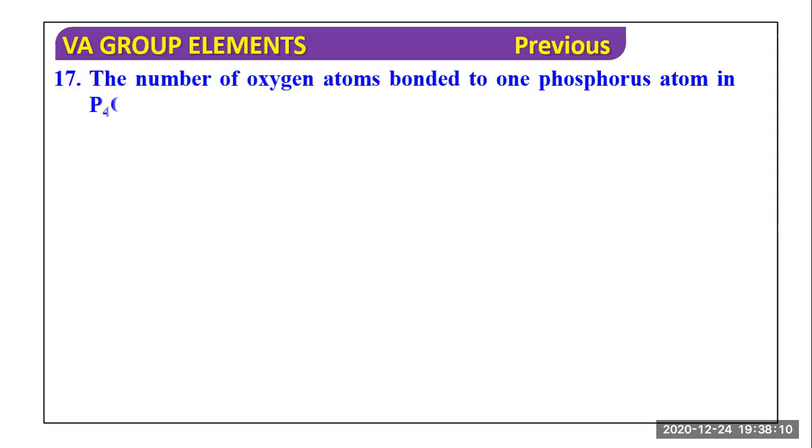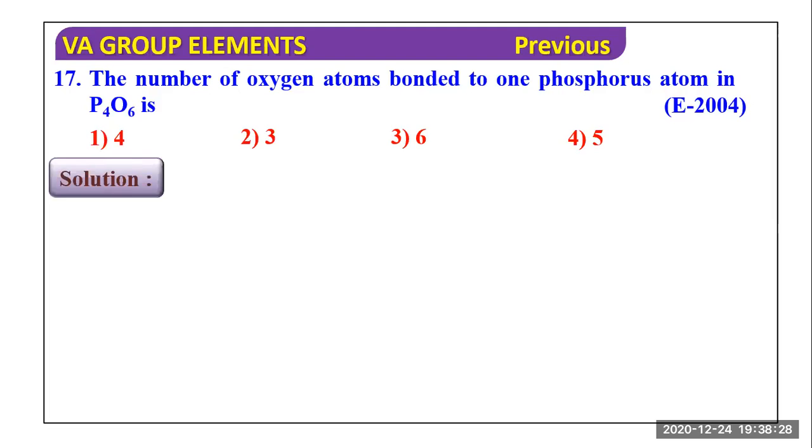The number of oxygen atoms bonded to one phosphorus atom in P4O6 is: option A is 4, option B is 3, option C is 6, option D is 5.